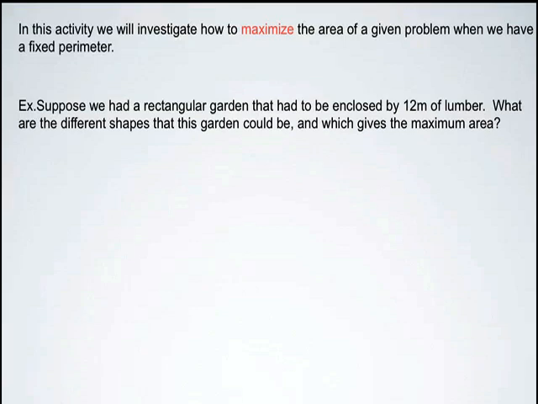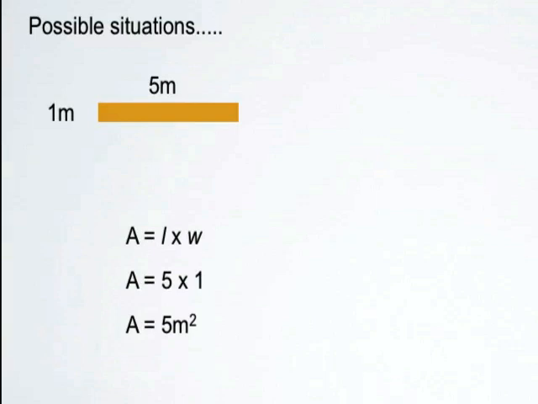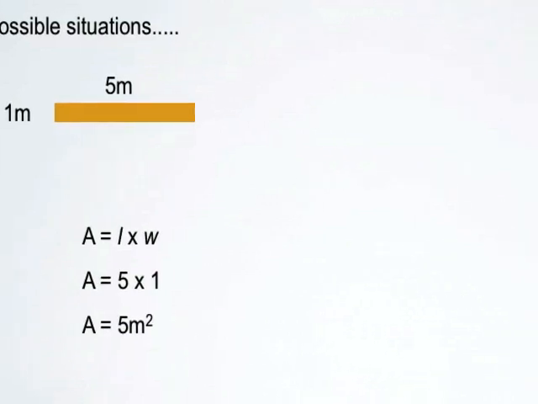We need to find the different shapes that this garden could be and which one of those shapes gives a maximum area. Here are some possible situations. So we've got a garden that's 1 meter by 5 meters, remembering that there can only be 12 meters of lumber that goes around the outside. And in this case, we get an area when we multiply the length times the width of 5 meters squared.